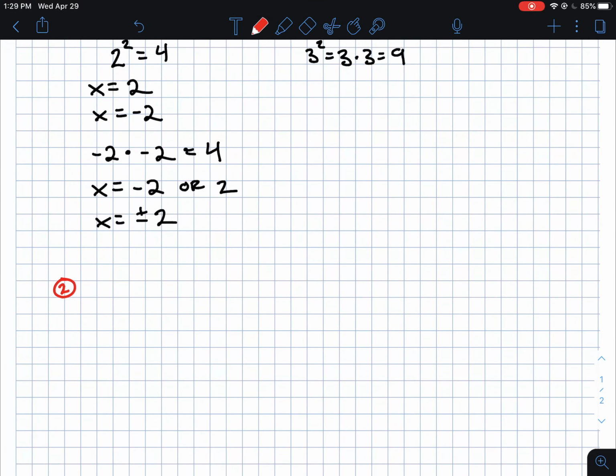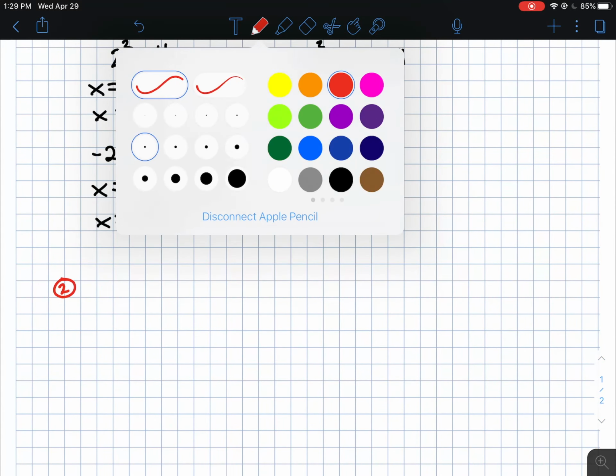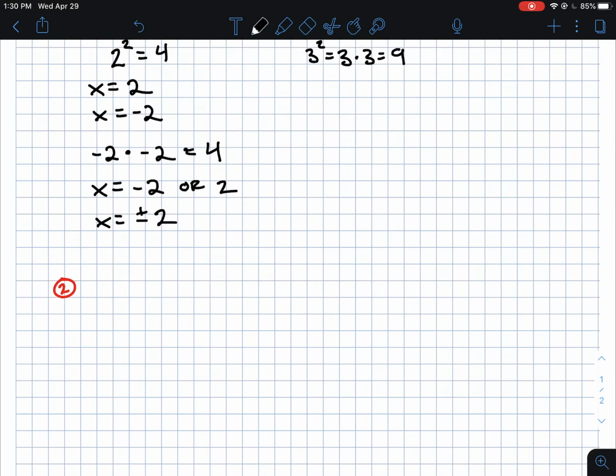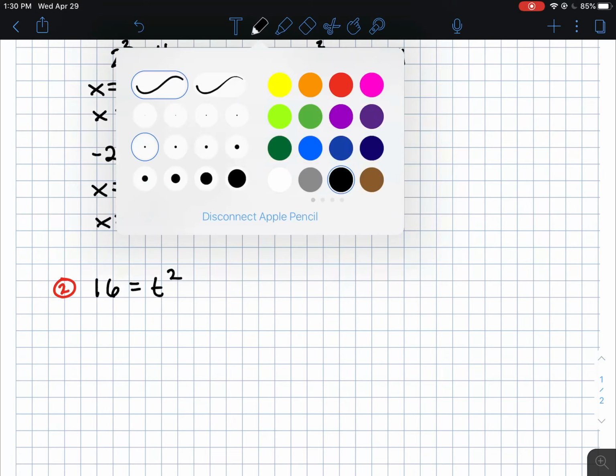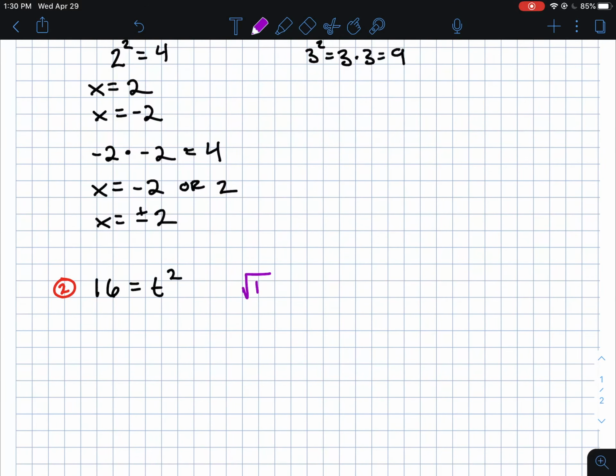Example number 2. Let's say that 16 equals the variable t squared. Well, what's the square root of 16? The square root of 16 is 4. Well, let's look at this equation using our inverse operations that we remember from solving single variable equations before.